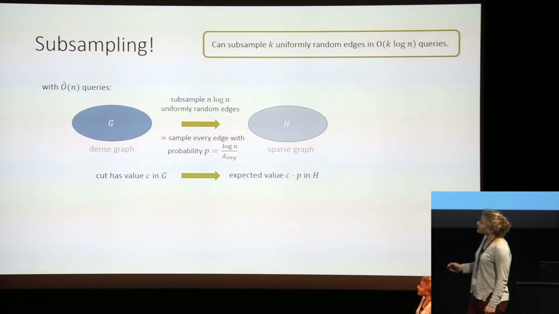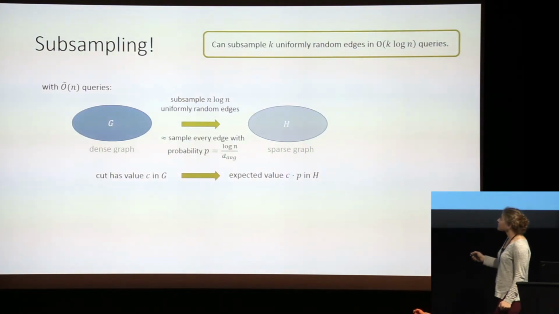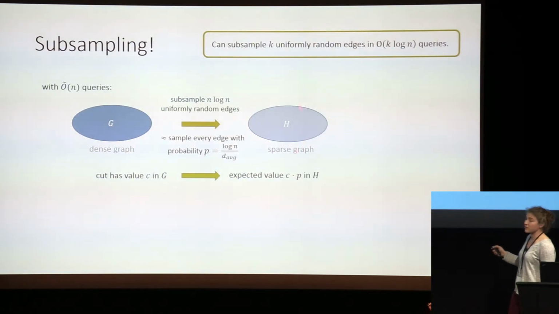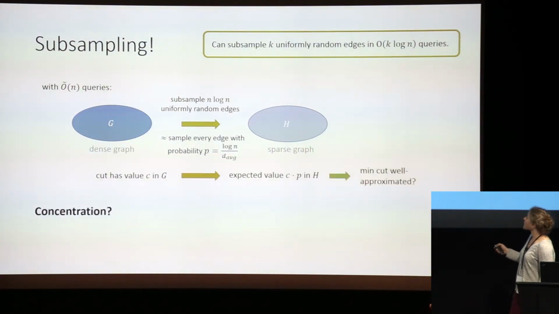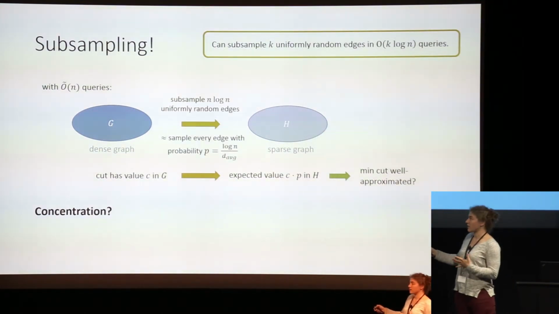And if a cut has value c in my original graph G, then the expected value of that cut is c times p in this new graph. And so the cuts here, you might hope, approximate the value of the cuts in G. So if I find the minimum cut in my subsampled graph, that might correspond to an approximate min cut in G.